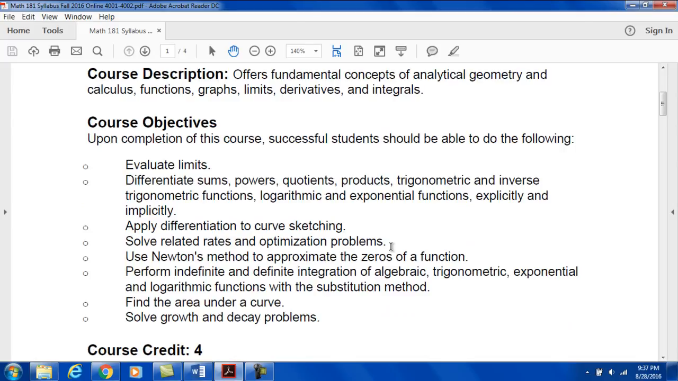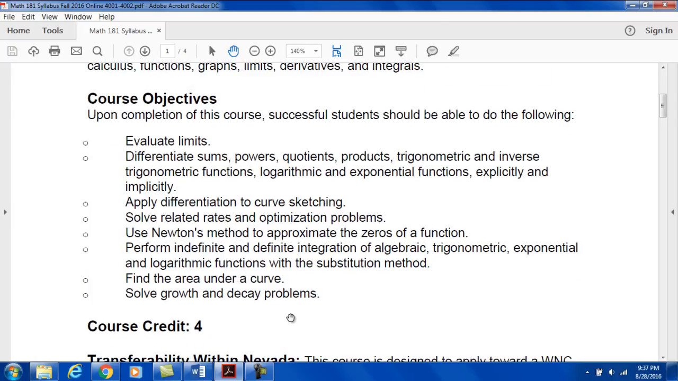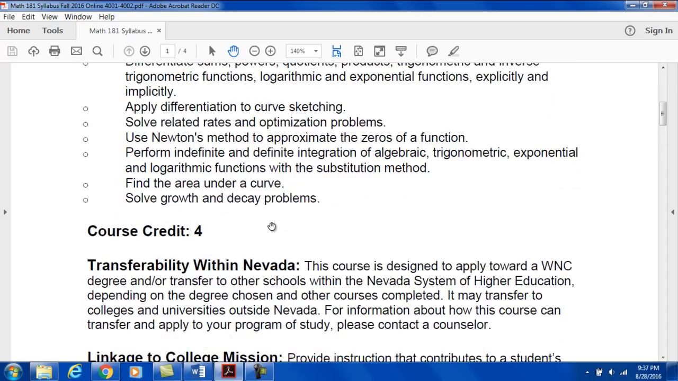Course objectives. Upon completion of this course, successful students should be able to do the following: evaluate limits, differentiate sums, powers, quotients, products, trigonometric and inverse trigonometric functions, logarithmic and exponential functions, explicitly and implicitly, apply differentiation to curve sketching, solve related rates and optimization problems, use Newton's method to approximate the zeros of a function, perform definite and indefinite integration of algebraic, trigonometric, exponential, and logarithmic functions with the substitution method, find the area under a curve, solve growth and decay problems. This is a 4-credit class.